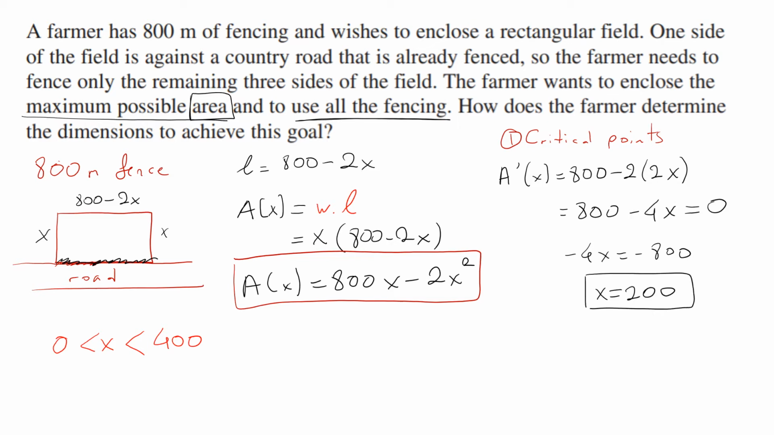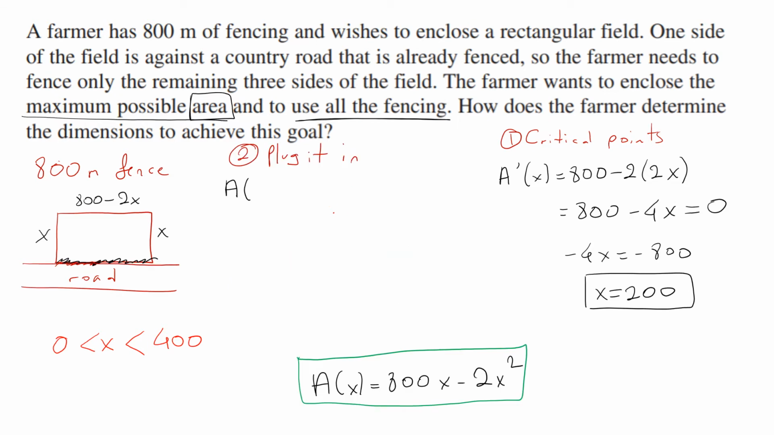So I found my critical point, and I know I can use my endpoints as well. My second step is going to be plugging it back into my original equation, which I will be doing by erasing some of these. So now the first thing I'm going to do is plug in 200. I know one of my endpoints is 0, so I will plug in 0. And I know my other endpoint is 400, so I will plug in 400 to this equation.